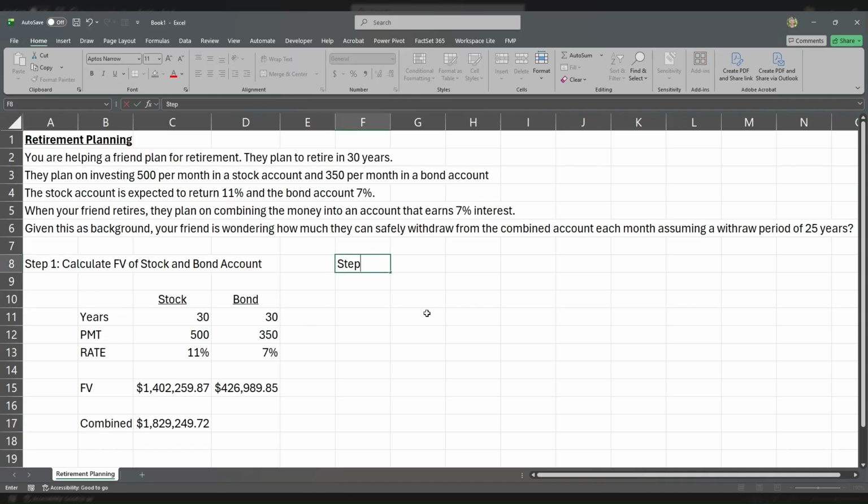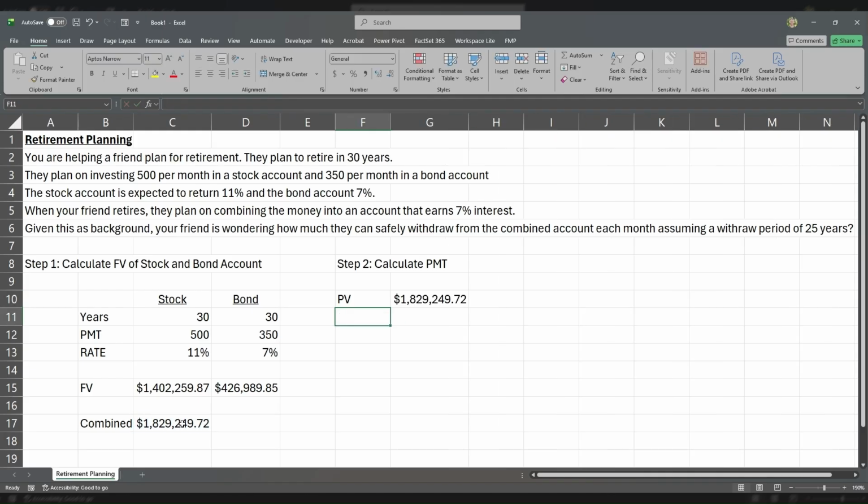Step two is going to be to calculate a payment associated with this. The payment here is going to represent the withdrawal. Basically, we're putting ourselves 30 years in the future, where the present value of what we have is this 1.8 million. The rate, what they earn in this new combined account, is going to be 7%, and a withdrawal period of 25 years. So I'll put 25 here, and we need to calculate the payment associated with this.